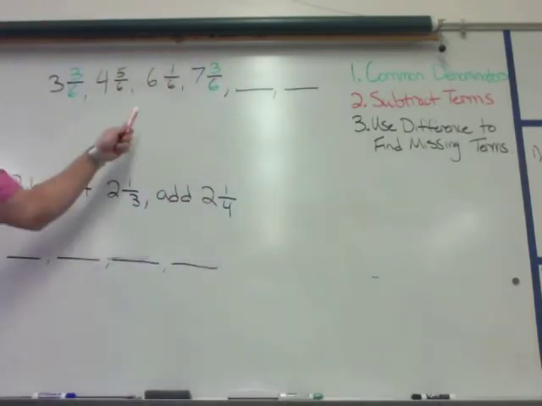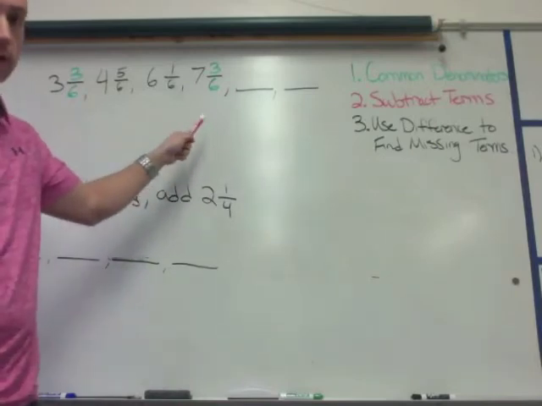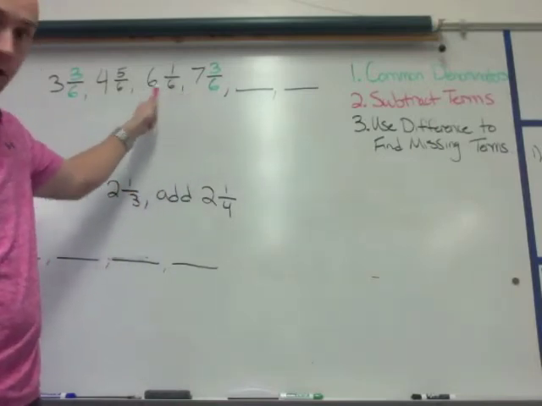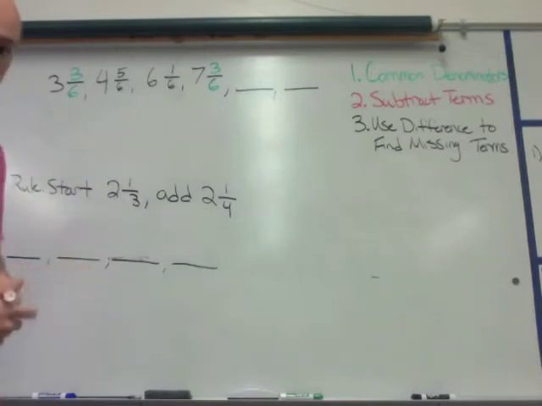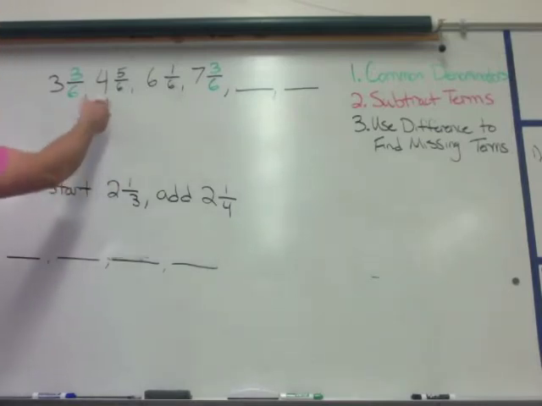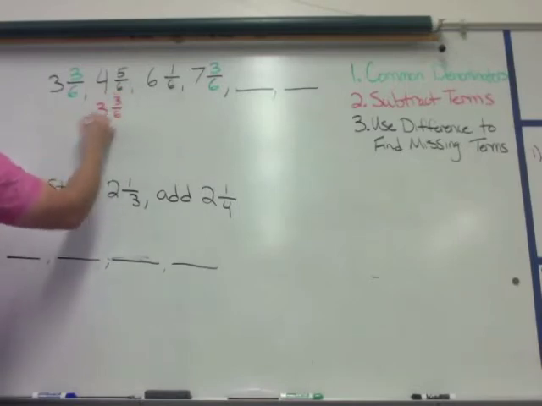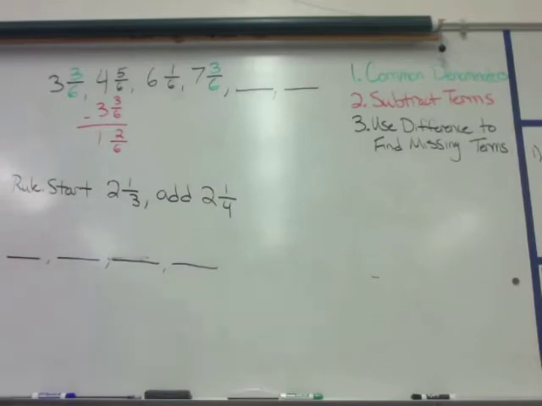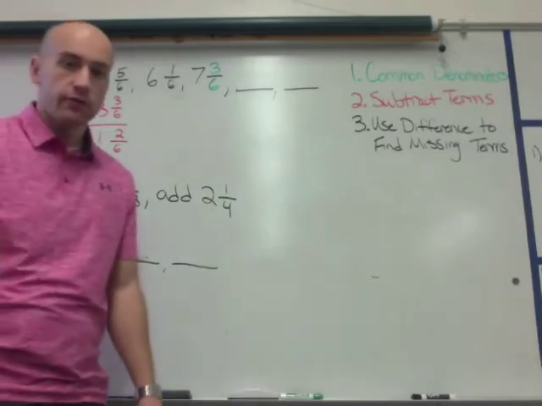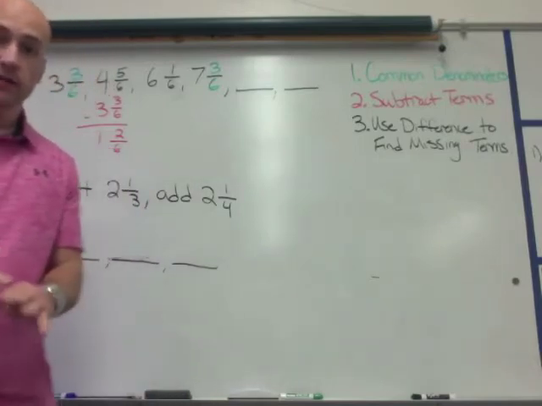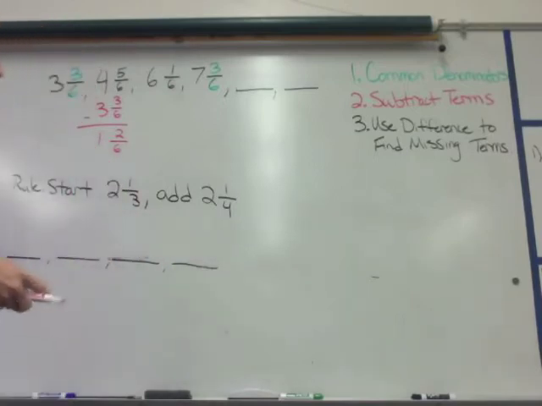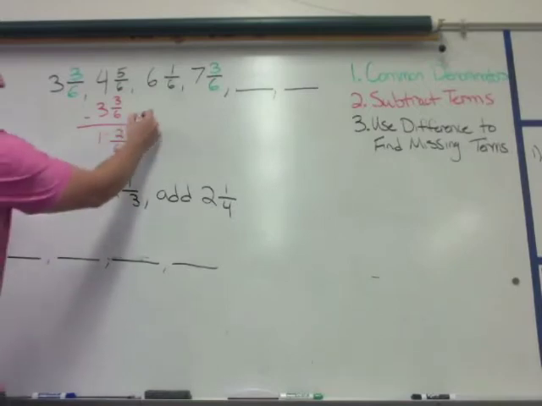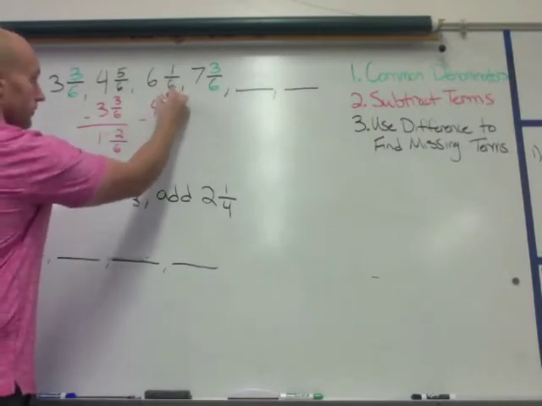So term is a vocabulary word that we use in this chapter, in this section, and these are all terms. So we're going to subtract them. We'll start out with 4 5/6, and we're going to subtract 3 3/6. And we get 1 and 2/6. I know a lot of you will want to simplify this, but don't. Leave them as common denominators right now. And then let's subtract again.